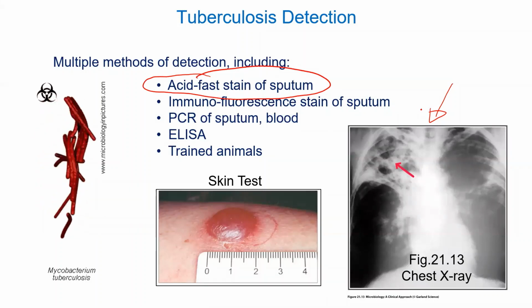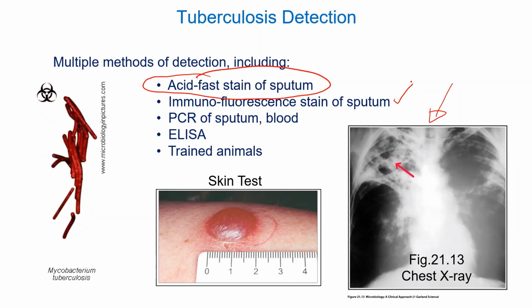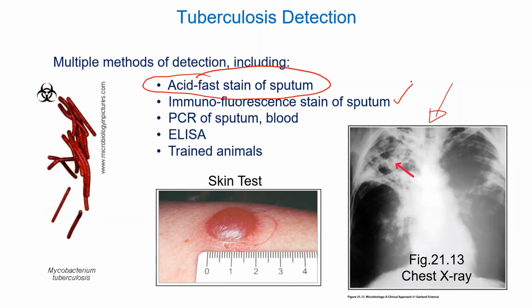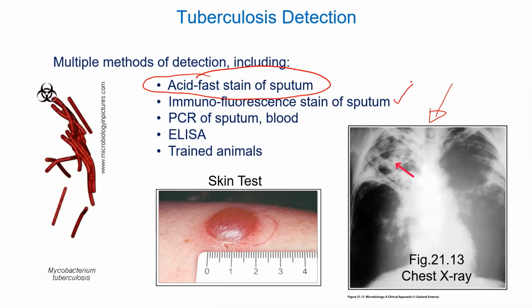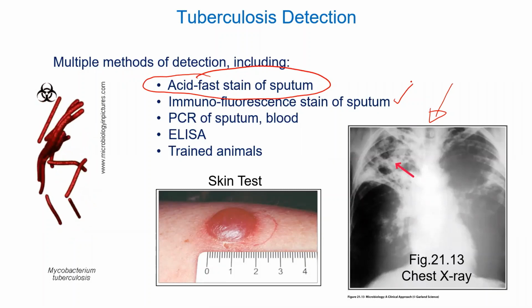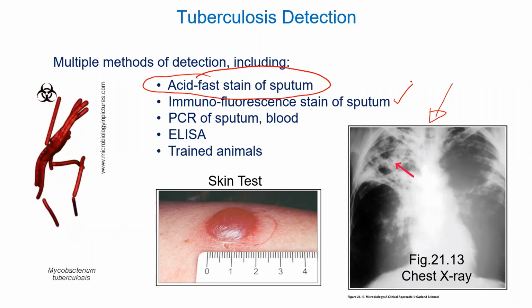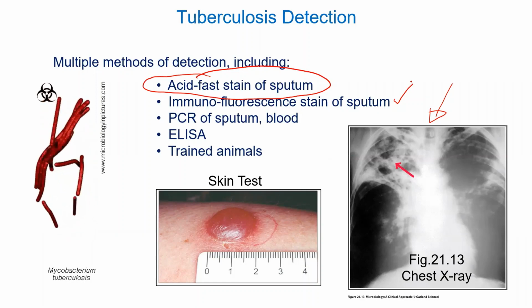The immunofluorescent stains are a little bit more common now. They're a little bit easier to do. They're quicker, they're more reliable, and they're getting to be a bit more common. There is a PCR test for tuberculosis. My understanding is it's not used so much anymore, and there's an ELISA test. And I'll talk about those trained animals in a minute and a skin test in a moment.